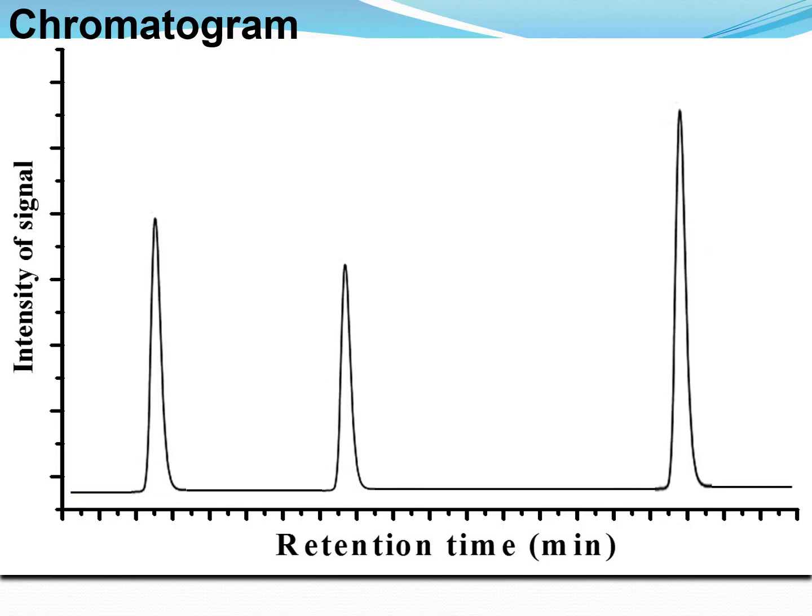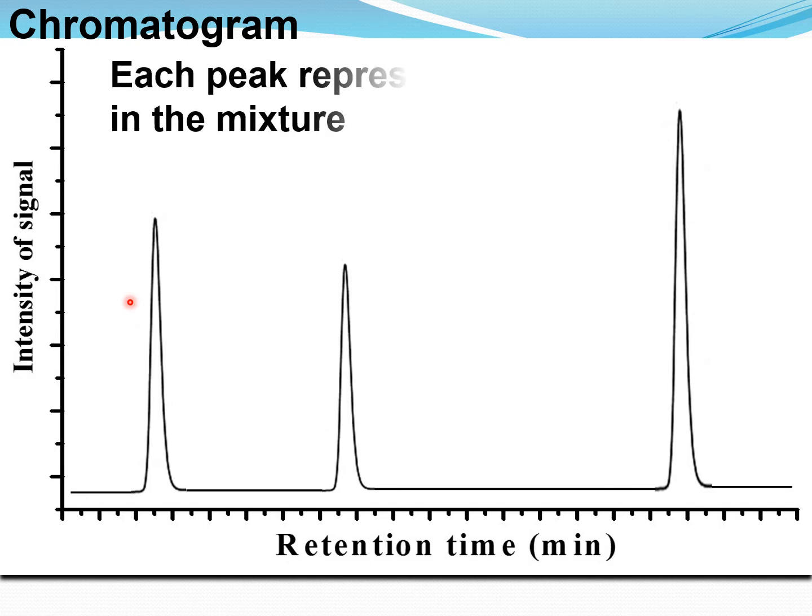So this is a sample chromatogram. What all can you understand from this chromatogram? The number of peaks tells you how many components are there. Here there are 3 components. If there are 10 peaks, there are 10 components. Then the intensity of these peaks will give you the composition, how much percentage of each component is present. Each peak represents one component in the mixture.